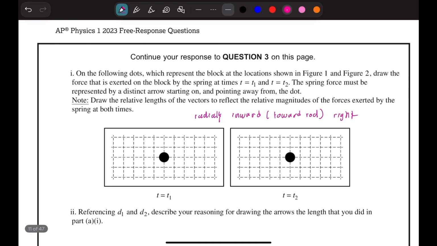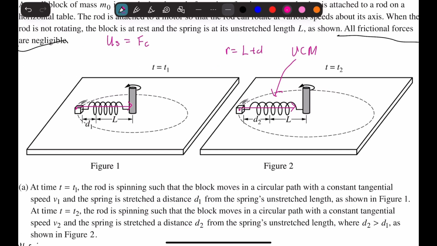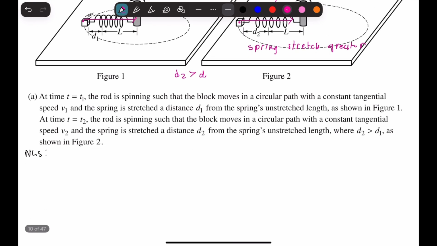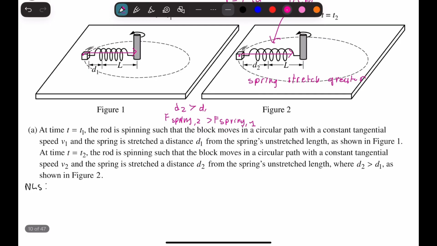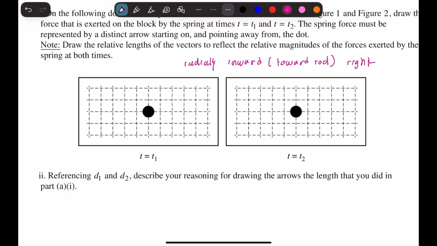Now, let's think. We know that at t2 the distance is L plus d2, so the spring stretch is going to be greater because d2 is greater than d1. That means that F spring 2 is going to be greater than F spring 1. So both the arrows are going to be pointing right, but the one at t2 is going to be longer, so we can draw that.